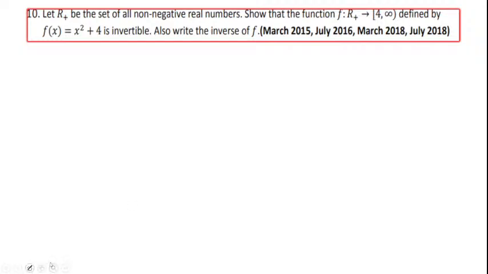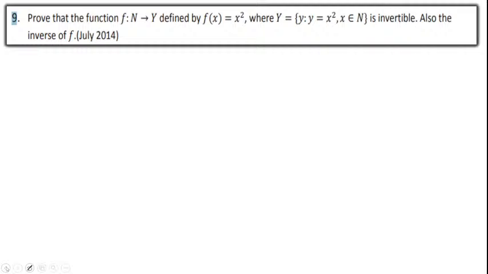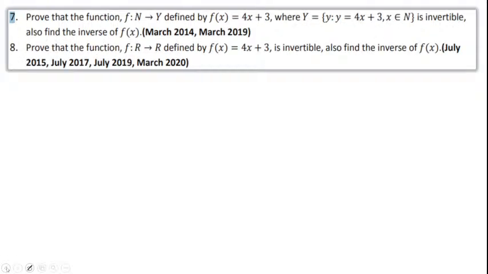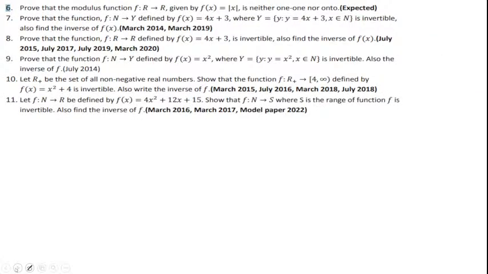Today we will discuss 5 marks important questions on invertible functions from the chapter relations and functions. In the previous video we already discussed one-one and onto functions, which is of 5 marks. In today's video we will work out directly how to prove whether the given function is invertible or not, and hence find its inverse.